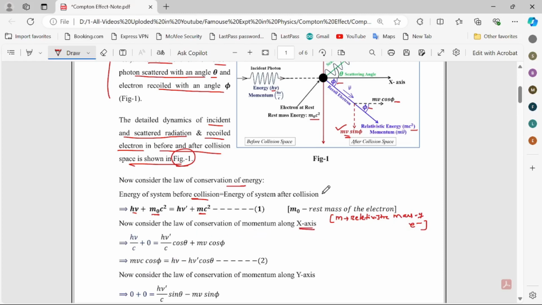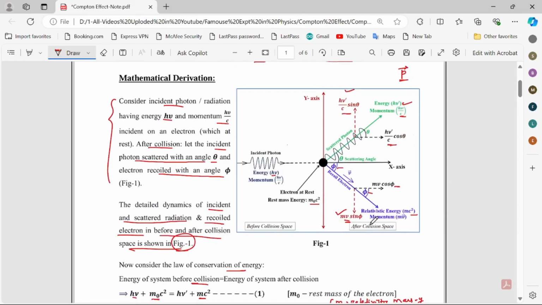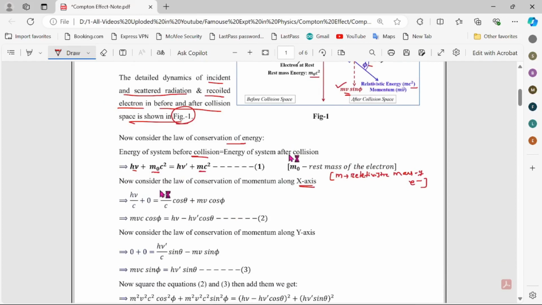Okay, now consider law of conservation of momentum along x-axis, before and after collision. So before collision along x-axis, what are the momentums? Here for the incident photon, momentum was h mu by c. As electron is at rest, the momentum before collision will be 0. So before collision the total momentum is h mu by c, and momentum for the electron is 0.